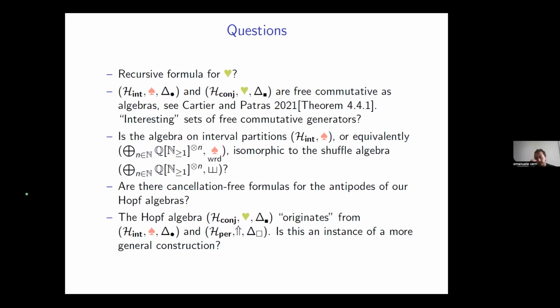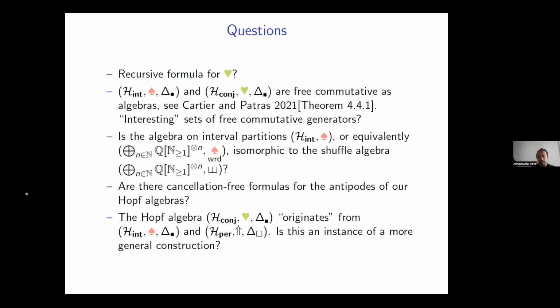One thing that was inspired by this article by Yannick and Raoul is that we still haven't found any interesting equations involving the antipodes of this Hopf algebra. It seems interesting and fascinating to find cancellation-free formulas for these antipodes.